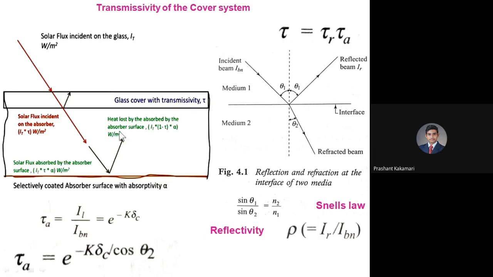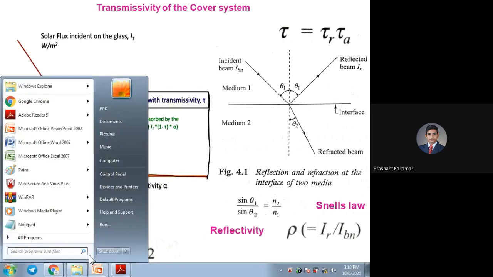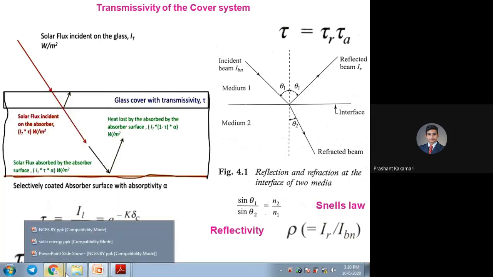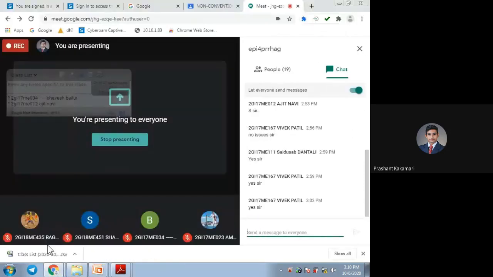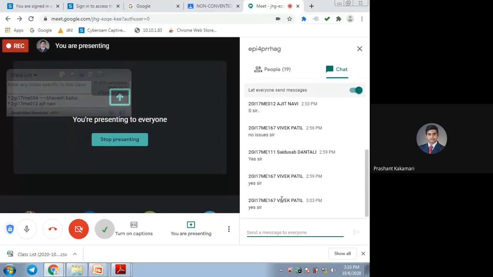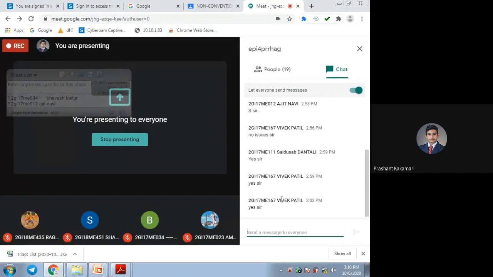I think the theory behind these sketches, all of you understood. Once you recall the physics behind this, one can understand why there is a loss because of the transmittivity and absorptivity. I think all of you can remember Snell's law.